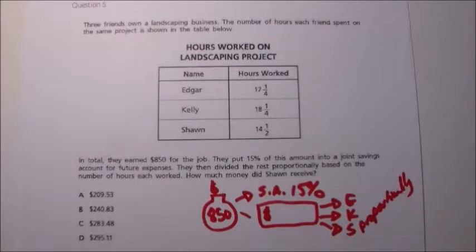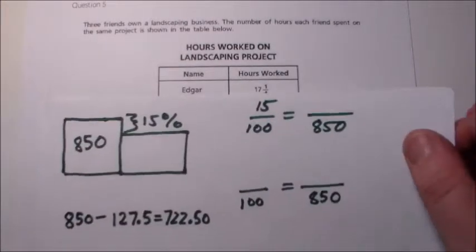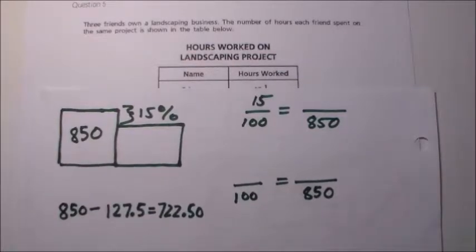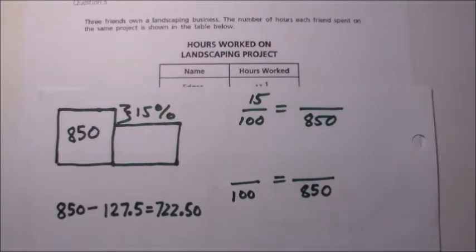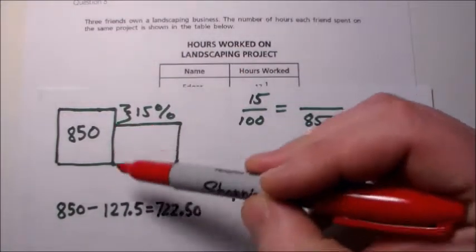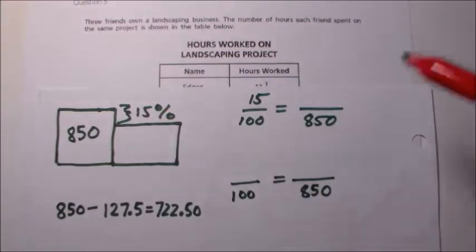How do we even get started? Well, we need to know how much money they divided up proportionally, right? We know $850 started, and we have 15% to the savings account, and the rest is going to go to the proportional division. So let's start with 850. We need to know how much 15% of that is.